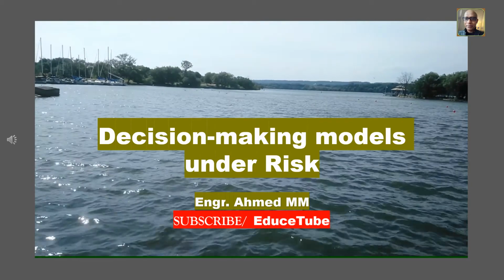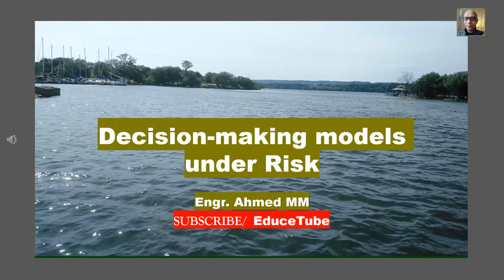Hi everybody. Today my topic is decision making models under risk. Let's move ahead to the next slide to see it in detail.